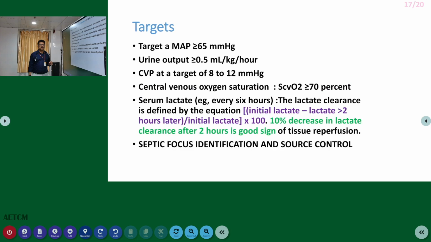Now there are some targets. There is not much change. The most important target we have already discussed: mean arterial pressure more than 65. Then the next clinical target is 0.5 ml per kg of urine output. CVP more than 8 to 12 millimeter of mercury. Central venous oxygen saturation more than 70%.